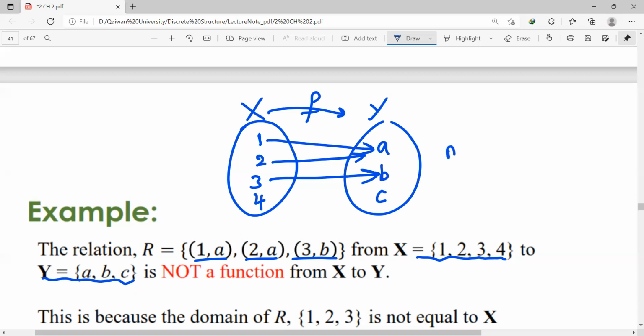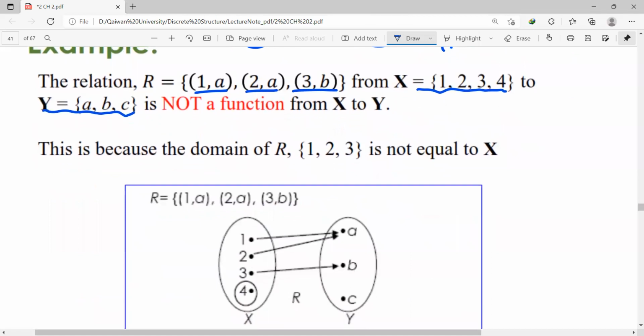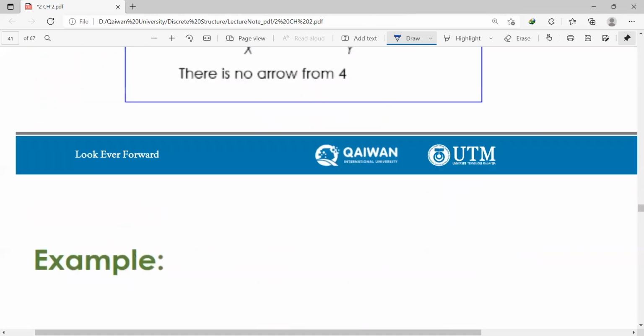So it's not a function, since 4 belongs to X but has no image. Since 4 has no image, that's why we say that's not a function. It's a relation, but not a function.